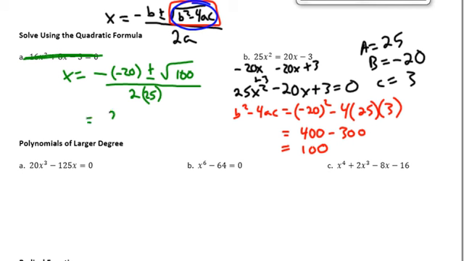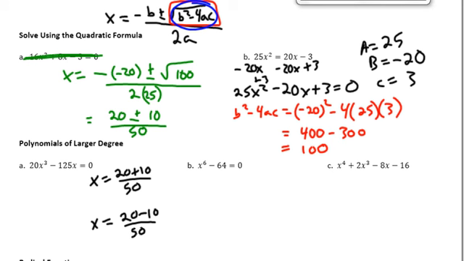Simplify that. Negative negative makes it positive. The square root of 100 is actually 10. 2 times 25 is 50. So again, I end up with two different problems here. I end up with x equals 20 plus 10 divided by 50, and x equals 20 minus 10 divided by 50. 20 plus 10 is 30. 30 over 50 reduces to 3/5. 20 minus 10 is 10. 10 over 50 reduces to 1/5. So I get 3/5 and 1/5. Solving quadratic equations using the quadratic formula.